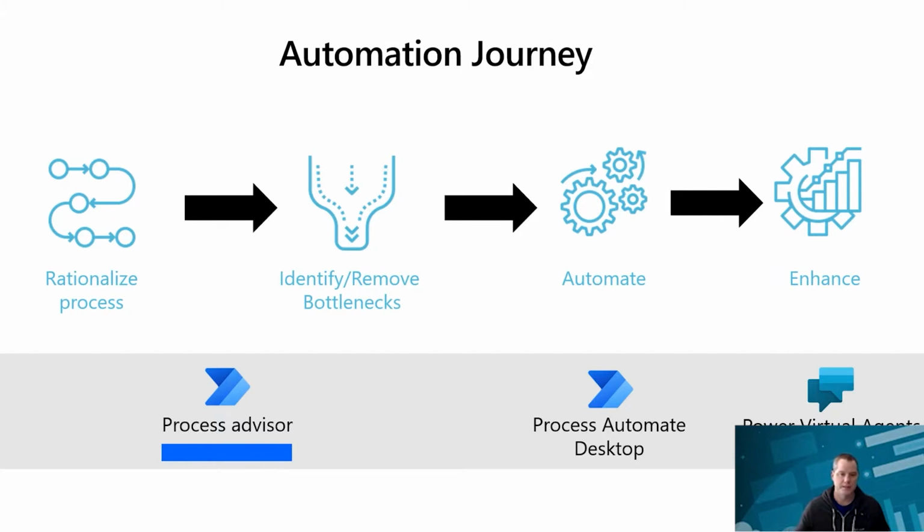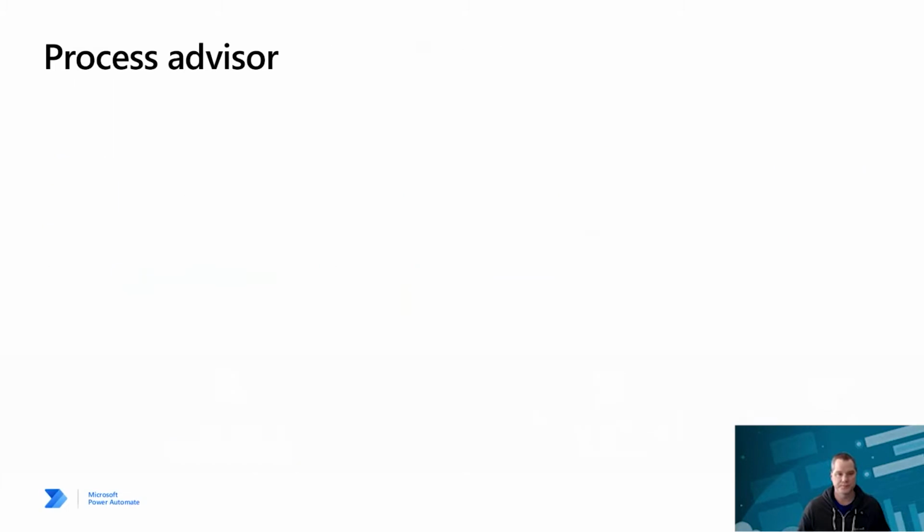And so this just represents a journey that organizations typically take as they try to automate their various business processes. But once they've even been able to automate, how do they go ahead and enhance those capabilities or those experiences as well for their stakeholders?